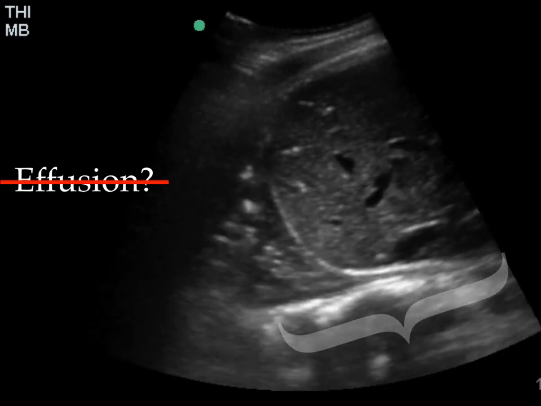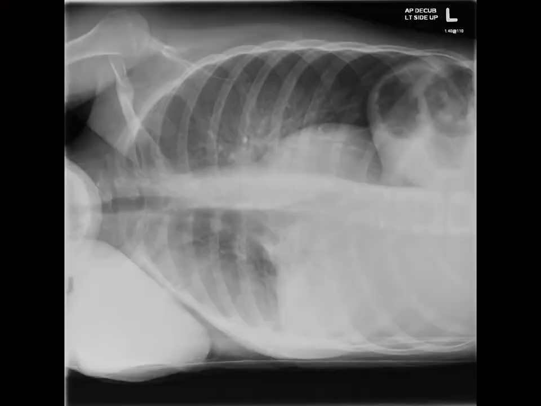Now, interesting note, and I'm not bitter at all, she was admitted, and they didn't believe me, so they got the lateral decubitus x-ray the next day. That's what this is. And suckers, it showed what I already knew. Boom, roasted. Okay, next case.